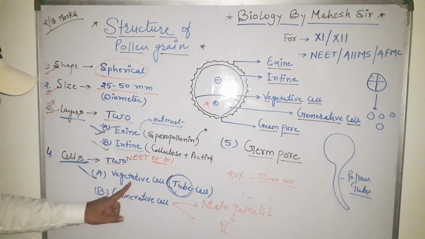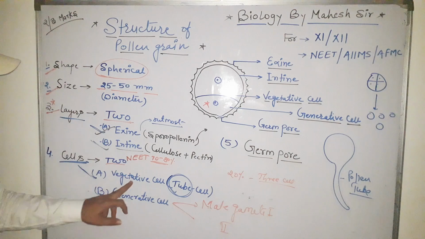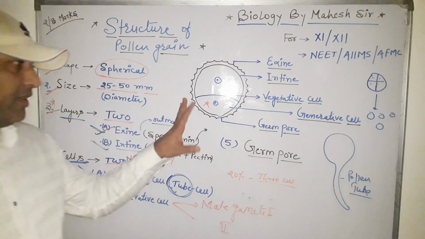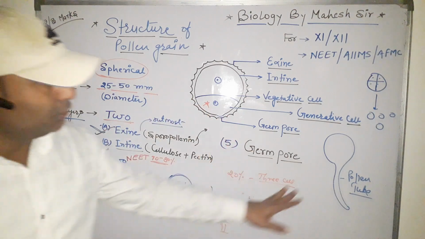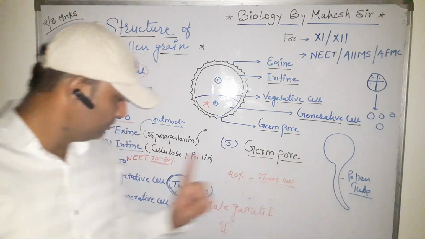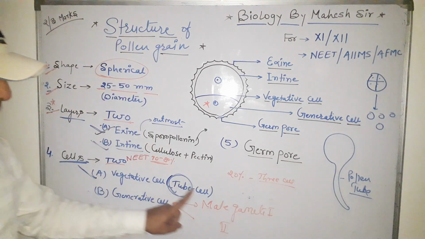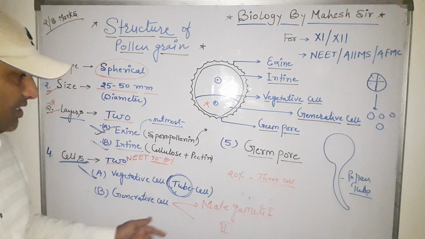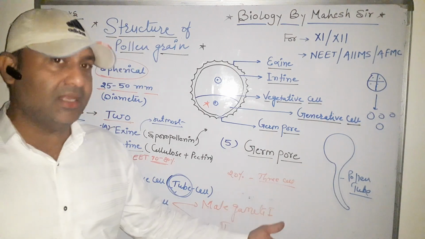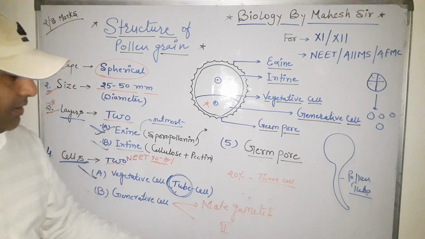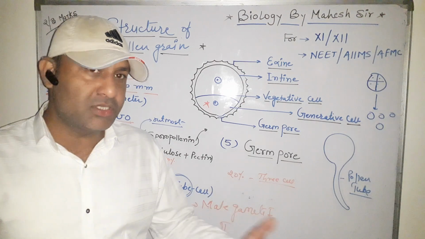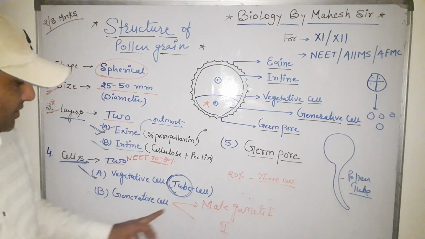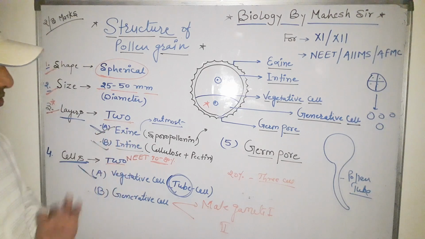Clear? So it is a vegetative cell and a generative cell. Function of the vegetative cell: provide nutrition, tube formation. Function of the generative cell: production of male gametes. 2 male gametes are produced by the generative cell. One male gamete fuses with the egg cell and the other male gamete fuses with the polar nuclei and produces the primary endosperm. So it is the generative cell and then the vegetative cell.